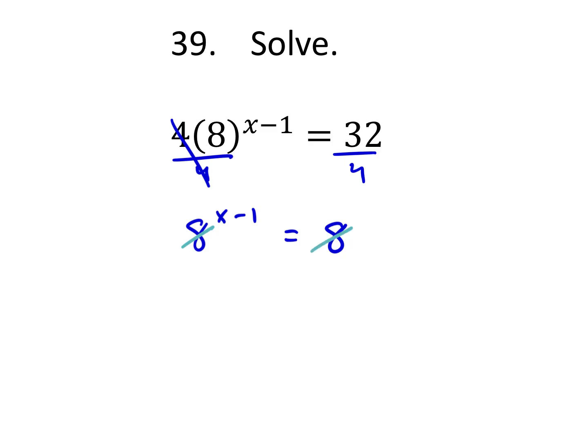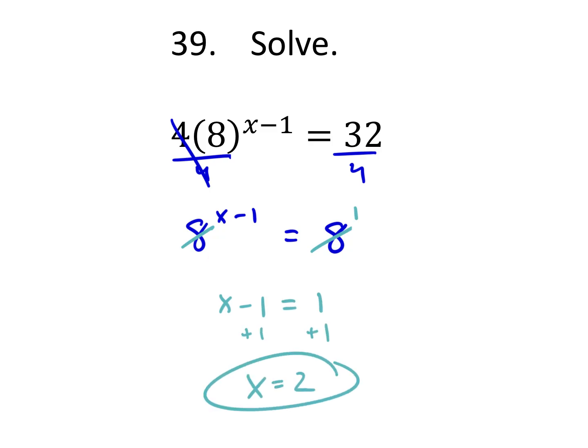What's the exponent of the 8 on the right side of our equation? 1. If there is no exponent written, it's implied that it's a 1. So we have x minus 1 equals 1. Add 1 to both sides, x equals 2. This would be one of those questions where, if you are completely stuck at the beginning and you don't know how to solve, take your answer choices and plug them in. It's going to take more time to do that, but at least it'll be a way to find the answer.